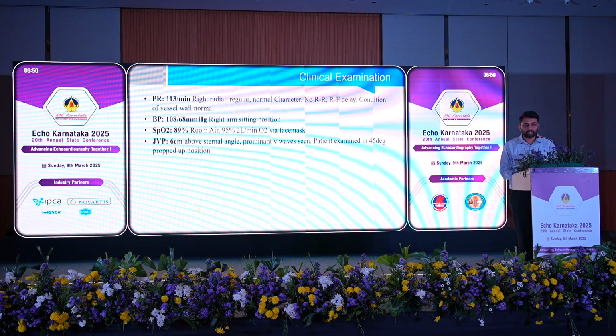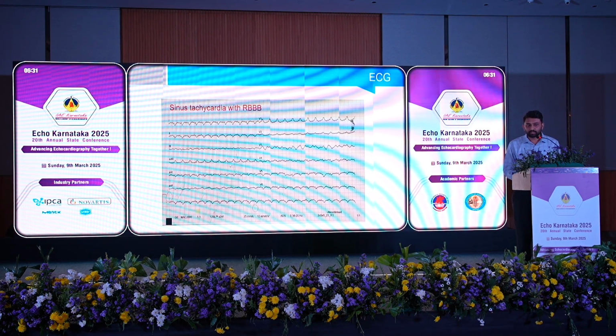On general physical examination, the patient was tachycardic and hypoxic. The BP was around 108 by 68 millimeters of mercury. JVP was mildly elevated. The cardiac examination was unremarkable, and the per-abdominal examination also did not show any significant abnormality. On evaluation, the ECG showed sinus tachycardia with RBBB type of presentation.